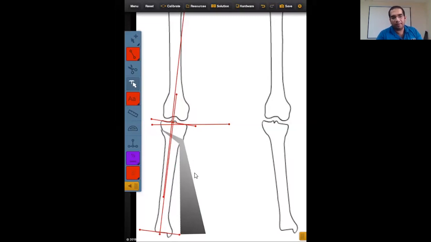I have corrected the metaphyseal osteotomy. Now what I was saying is that in this scenario, as you can see, you have to remove more bone in the metaphyseal area to gain less correction as compared to the diaphyseal area because the surface area is more.